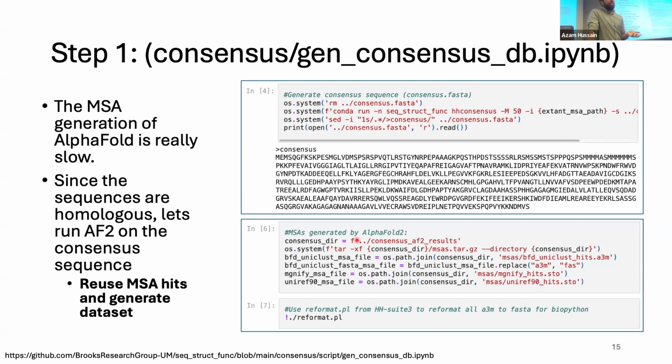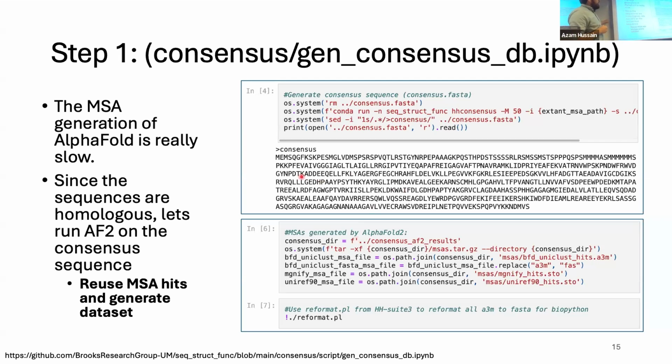All these sequences are basically almost identical. I mean, they're 40% identical, so most of the time they're going to have the same hits. So it's kind of wasteful running the inference pipeline and searching the entire 2 terabyte data set. So that's the point of this notebook.